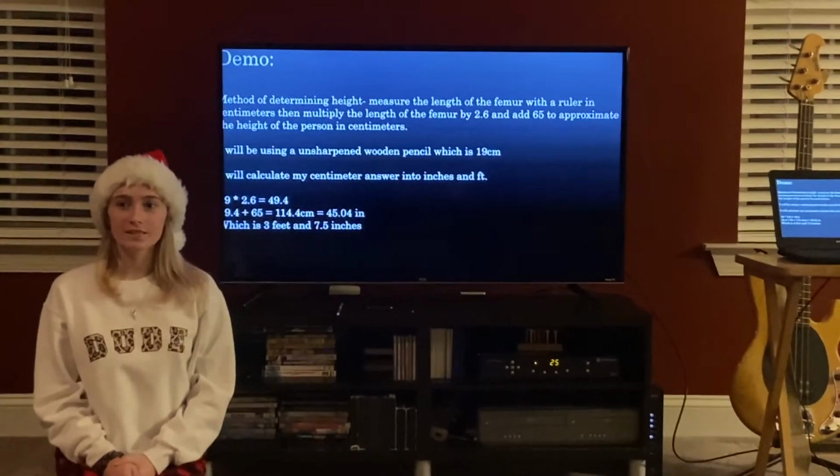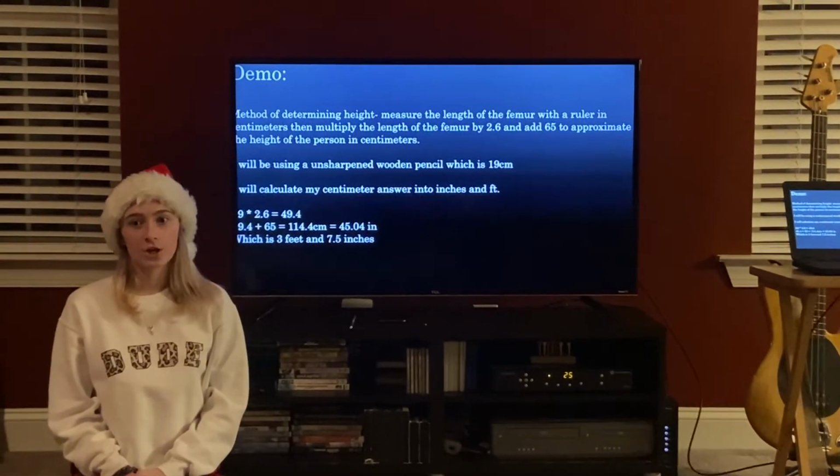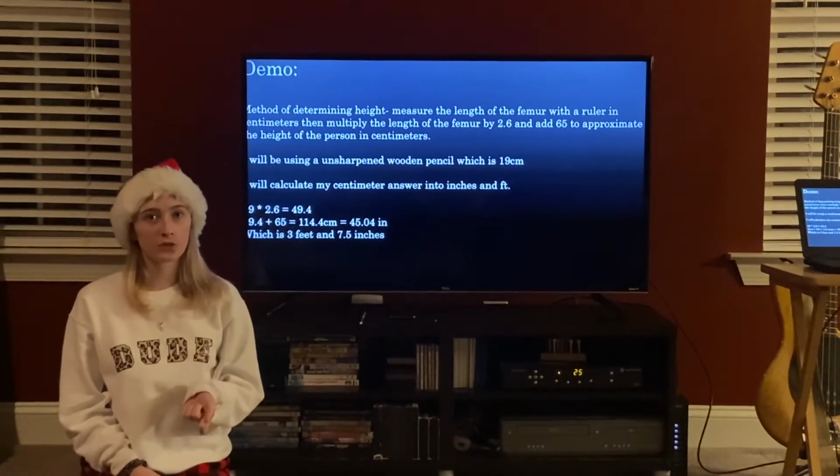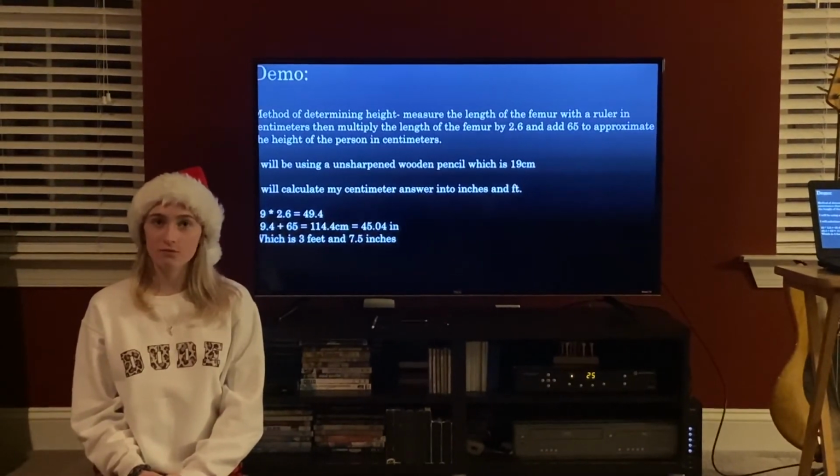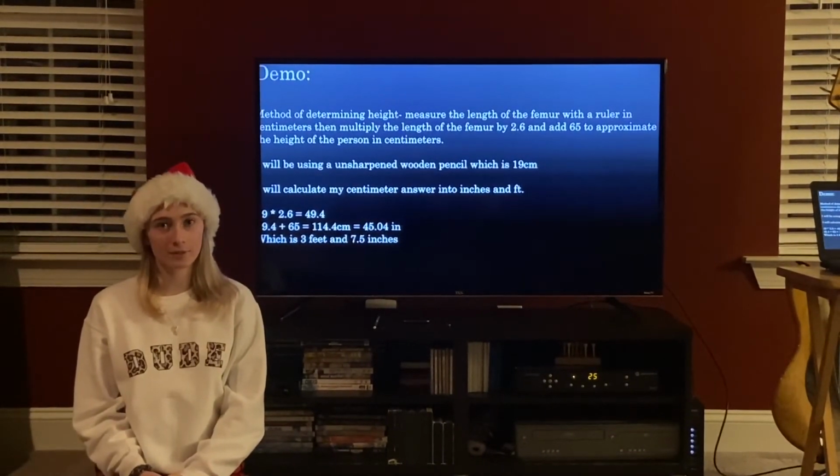Demo. My demo is the method of determining height. You measure the length of the femur with a ruler in centimeters, then multiply that by 2.6 and add 65 to get the height of the person in centimeters.